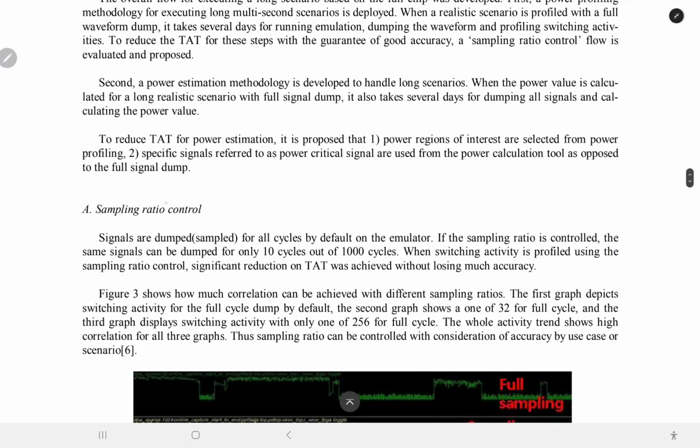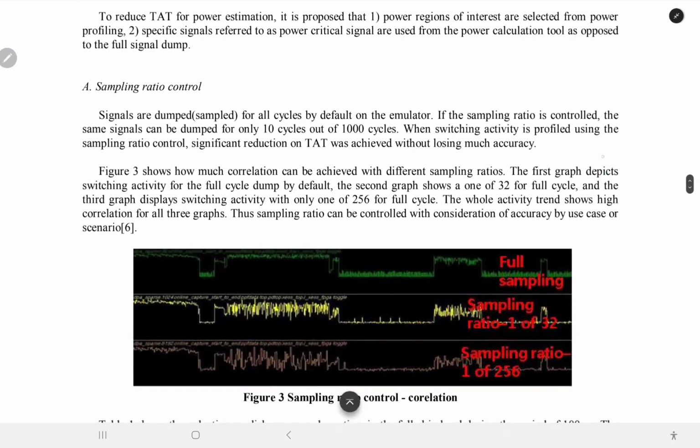Sampling ratio control. Signals are dumped, sampled for all cycles by default on the emulator. If the sampling ratio is controlled, the same signal can be dumped only for 10 cycles out of 1,000 cycles. So when switching activity is profiled using the sampling ratio control, significant reduction of TAT was achieved without losing much accuracy. Figure 3 shows how much correlation can be achieved with these different sampling ratios.